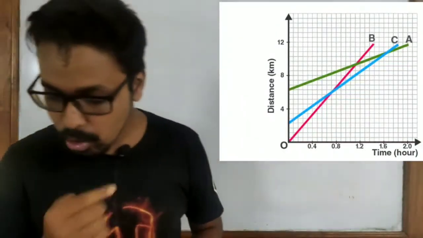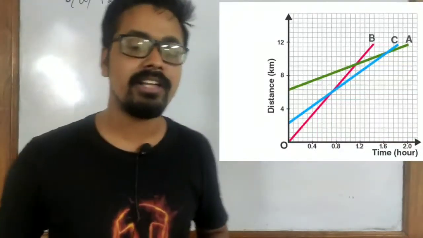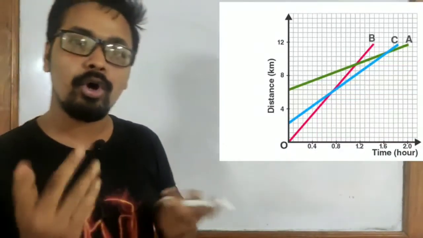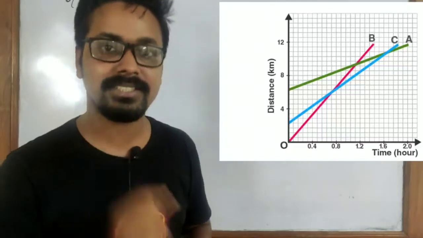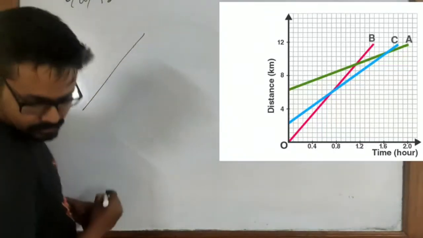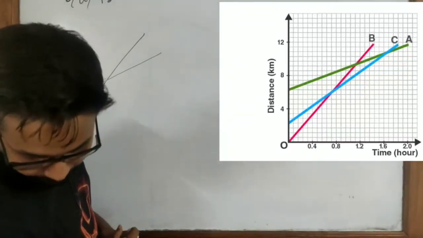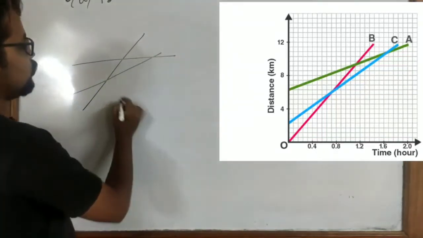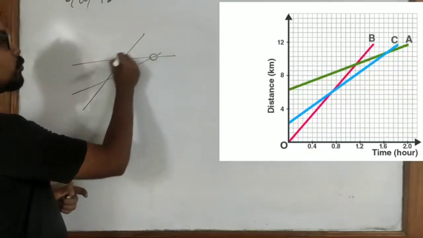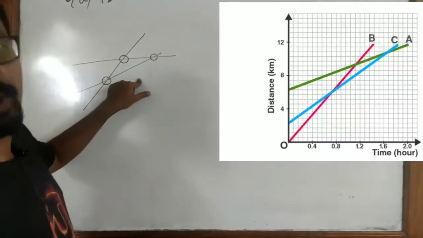Next, are all 3 ever at the same point on the road? No, they are never. If you can see the graph, you will see that all the 3 lines never match at the same point, because the graphs are like this. One goes like this, then one is moving like this, and the other is moving like this. So here 2 meet, here 2 meet, and here 2 meet. But all the 3 don't meet at the same point.